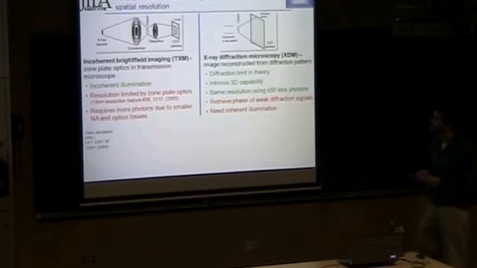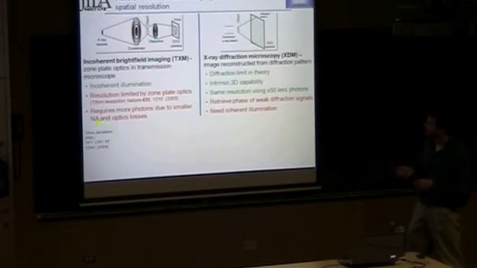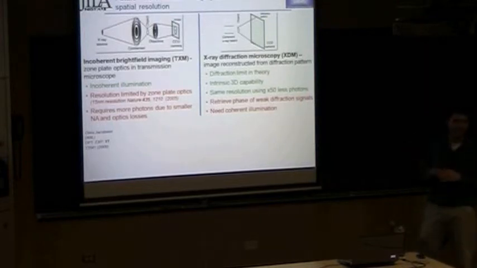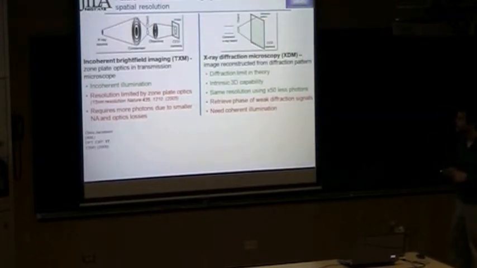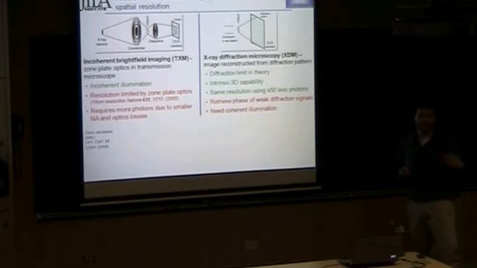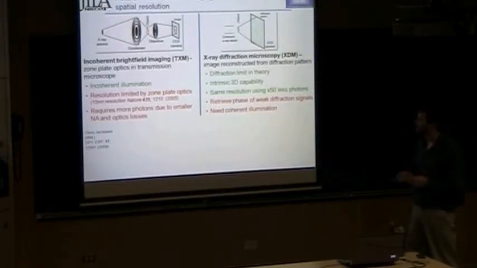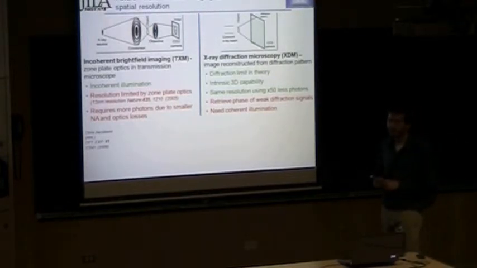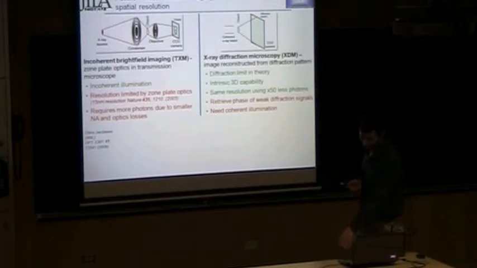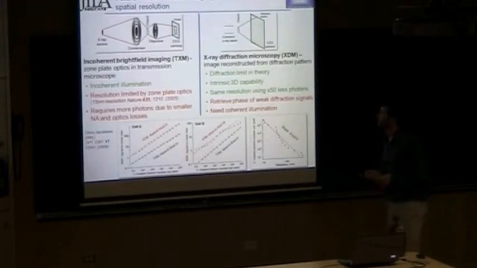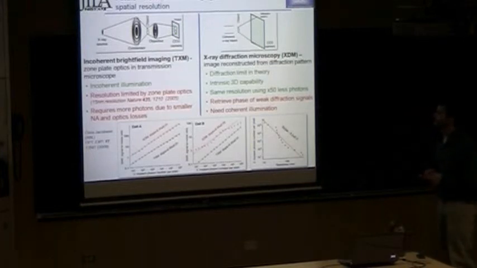But one of the major issues is, this group wrote a paper recently where they did a signal to noise comparison between the two techniques. And what they found was that, due primarily to the fact that these objective lenses are always really inefficient, you actually need far fewer photons incident on the sample in the case of coherent X-ray imaging in comparison to the more traditional incoherent bright field imaging.